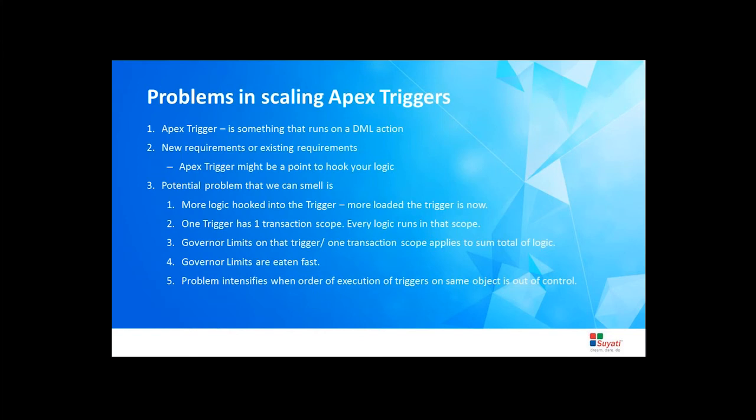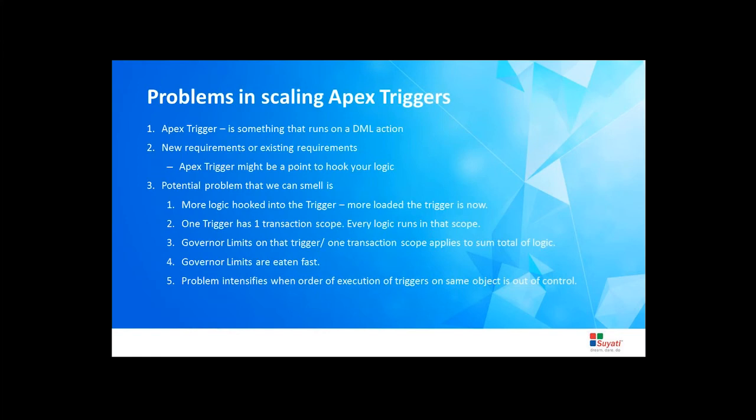Now, some of the common problems that we as developers usually encounter is that the more and more logic we hook into the trigger, the more loaded the trigger becomes. One trigger is actually considered as one transaction. So one transaction has one set of governor limits. Every logic that runs in that particular Apex trigger has to obey the governor limits that were assigned when the Apex trigger started its execution. So as and when more logic gets hooked into the trigger, the governor limits get eaten up fast.